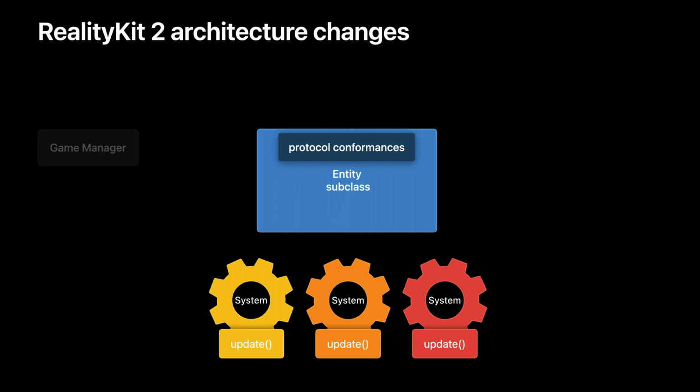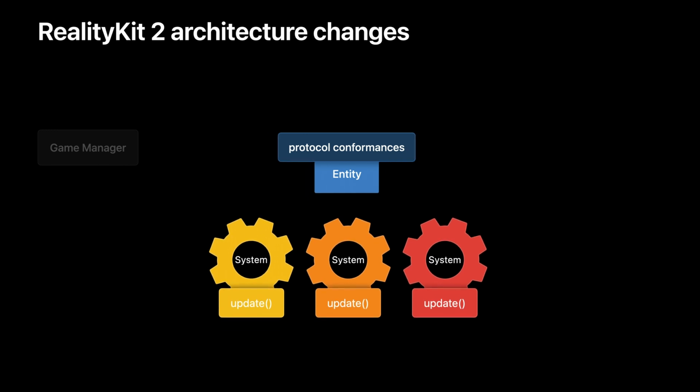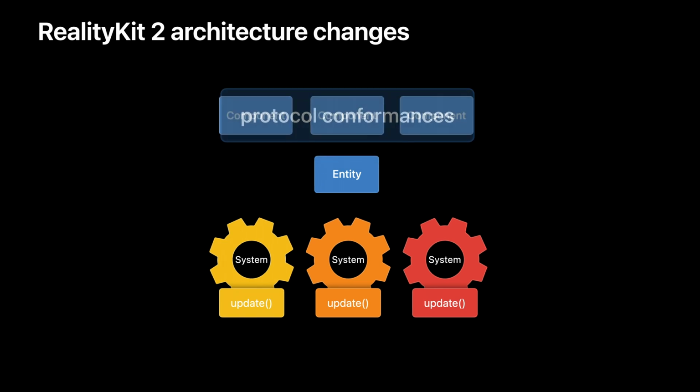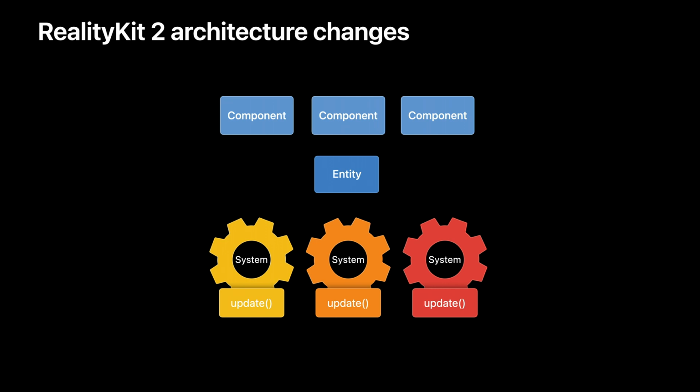Previously, you would declare protocol conformances on your entity subclasses to express that that entity type has certain components. Now, you don't need to subclass entity anymore, since it too can play less of a role. It can merely be an identifier for an object, and its attributes can be modeled as components. Because when you don't subclass entity, you don't tie your object to forever keeping those components. You're free to add and remove components during the experience.